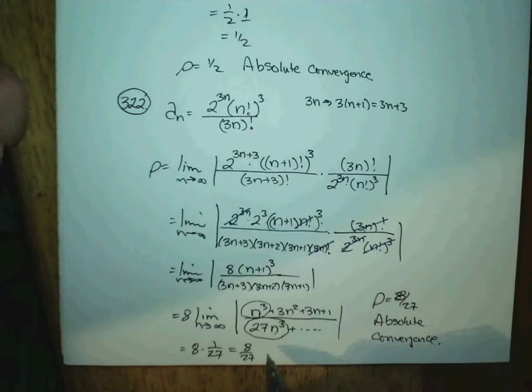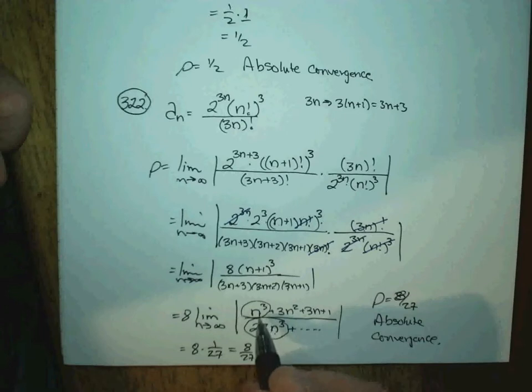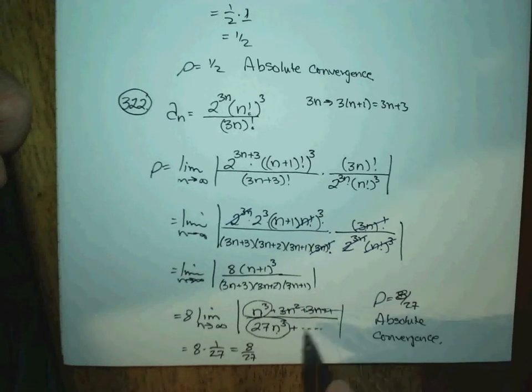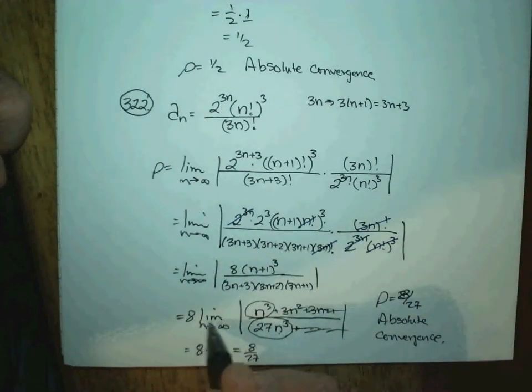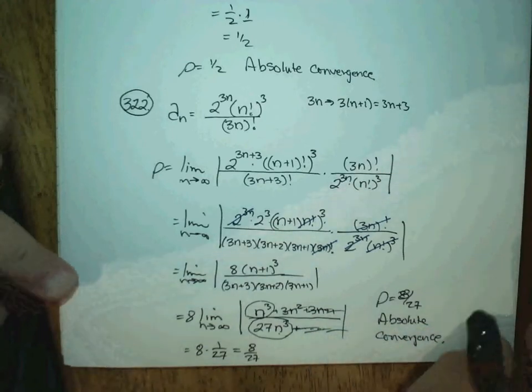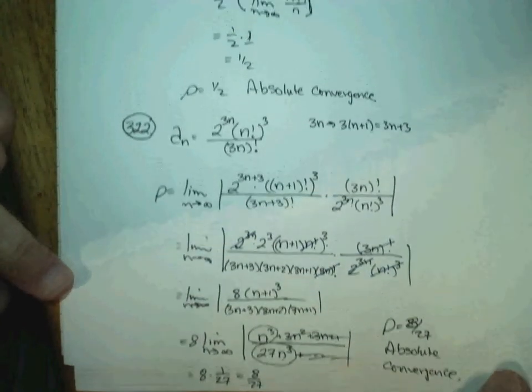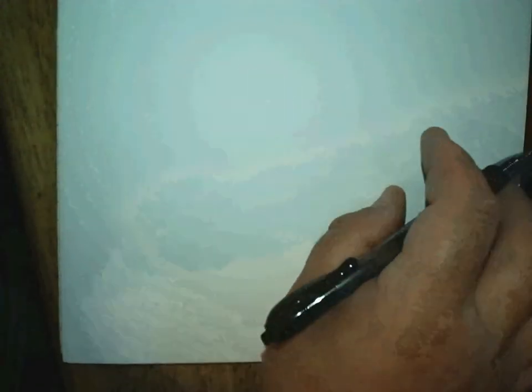So you see what's really nice about the ratio test is that it's so easy to take limits by throwing away the lower powered terms and keeping the highest powered terms as n goes to infinity in this limit. It makes it very easy to compute these limits and get your result. Okay? All right. Let's take a look at 324.